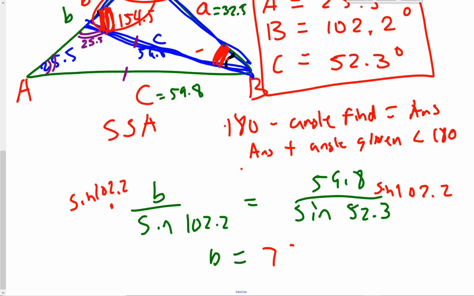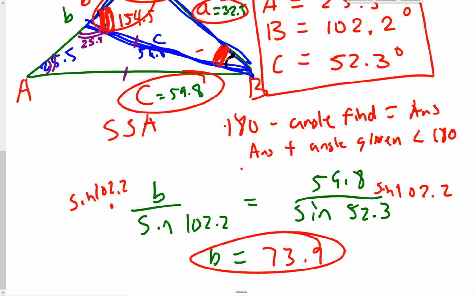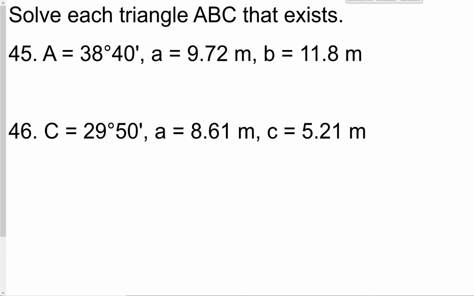and I get 73.9. And so they're all my three sides. So I got my three sides, my three angles, and I'm done. Okay, so here's another one.